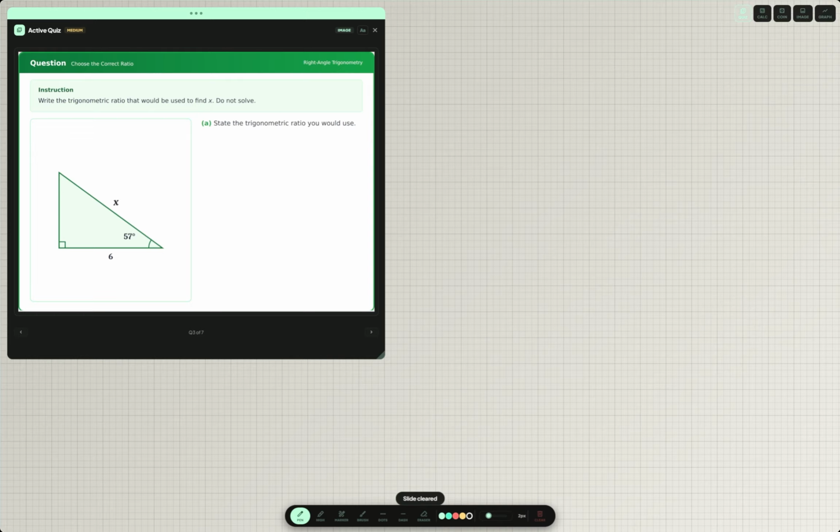Okay, one more. So here's our third one, right angle triangle again. We've got x, we've got 57 degrees, and we've got 6.